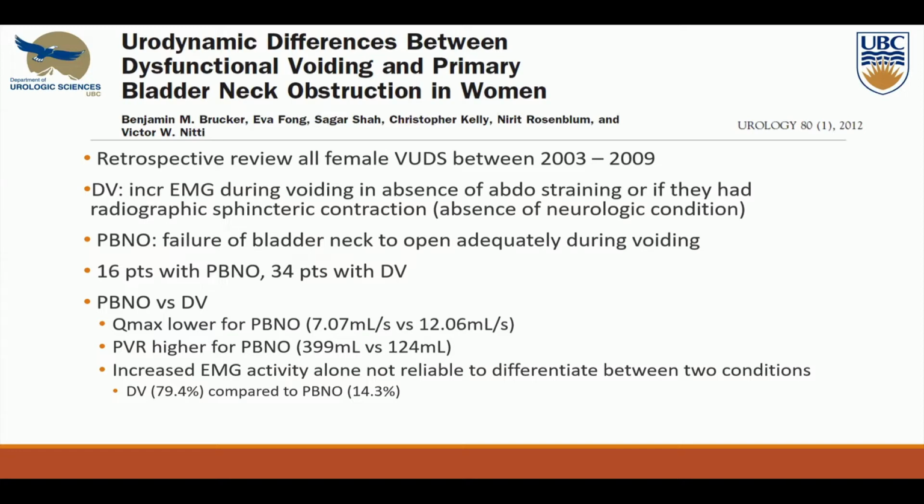And one interesting parameter they found was that increased EMG activity alone was actually not a reliable predictor to differentiate between the two conditions. They found that even in patients with primary bladder neck obstruction, about 14% of them had increased EMG activity as well, compared to only about 80% in those with dysfunctional voiding.